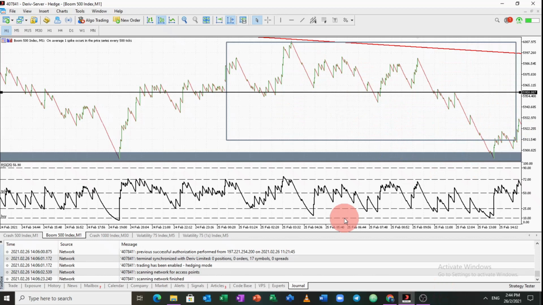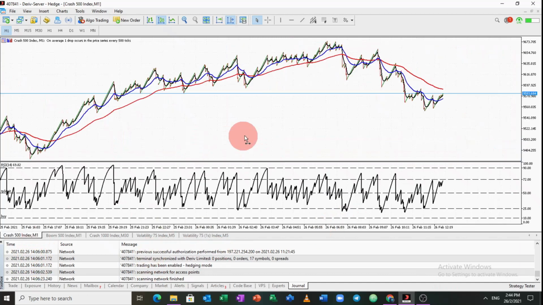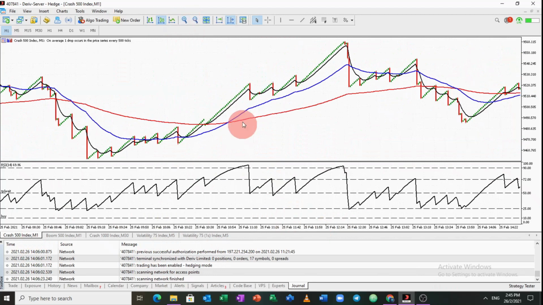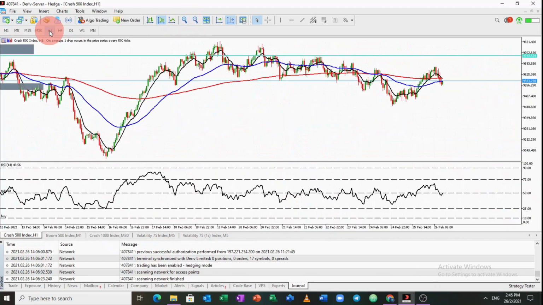I'm going to put C500 and check it quickly, and you see what I'm talking about. It also happens frequently. These guys, the market makers, they do trap, guys. They do trap us most of the time.